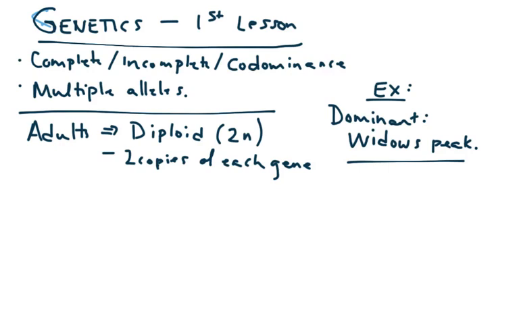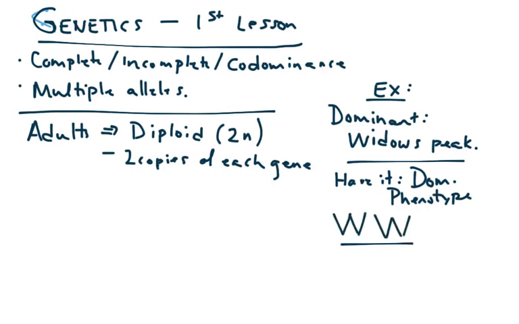So if you have it, that means you're showing the dominant what? It's got the dominant allele, but when you see it, it's the dominant phenotype, okay? So if you have it, you're showing the dominant phenotype. You will have two copies of it. You'll either have big W and big W, or big W and a little W. Okay? Does that make a bit of sense? This should be easy now.